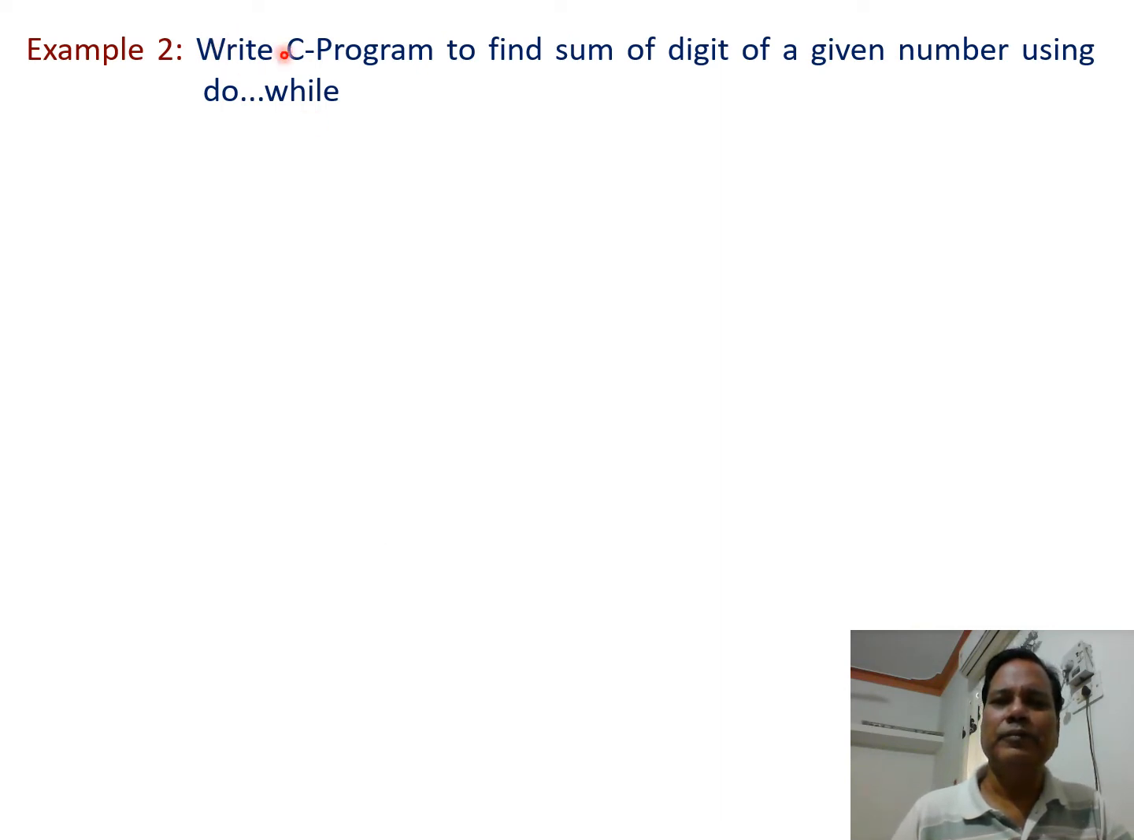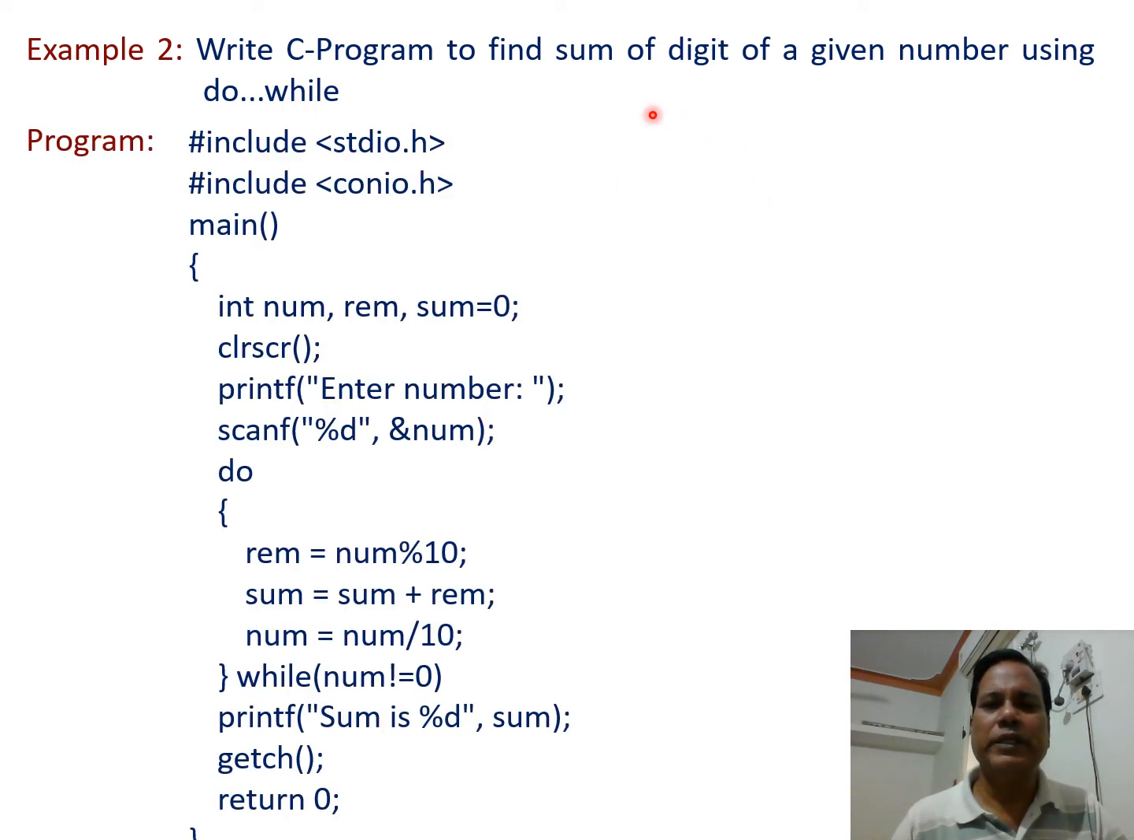In this example, we have to write a C program to find the sum of digits of a given number using do while. Again, this program was also discussed using the while loop. So the logic, how to separate the digits from a number, that is using the modulo operator, and then how to get the number after separating the digits, is already clear. So we can understand this program easily even though it is written using the do while loop.